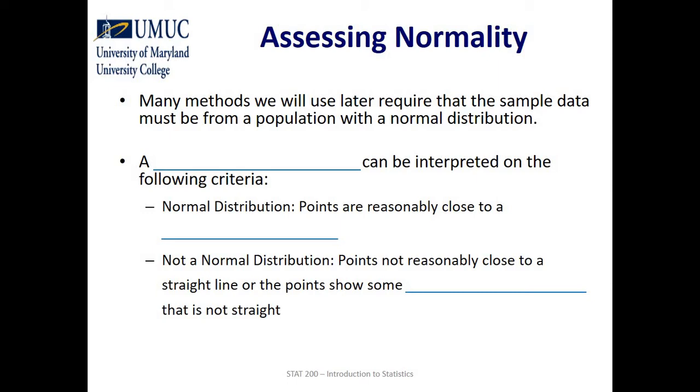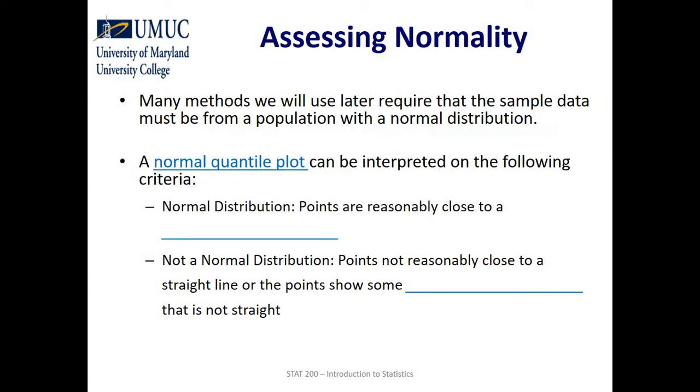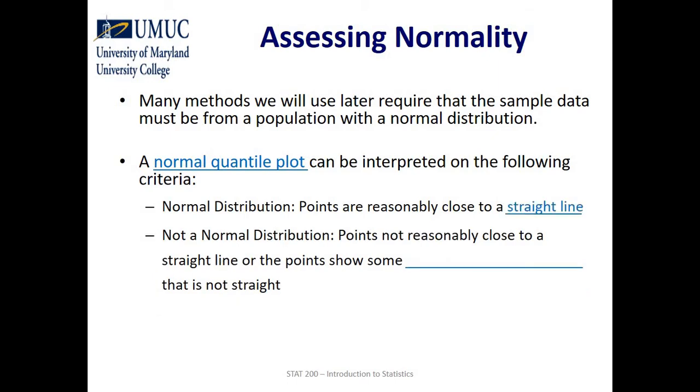However, when we get into actually analyzing data, a lot of the assumptions that we have for analyzing the data are going to require that the data must be from a population with a normal distribution. Okay, so we check whether it comes from a normal distribution using something called a normal quantile plot. A normal quantile plot can be interpreted with the following criteria. If we graph it and our points are reasonably close to a straight line, then we have a normal distribution.